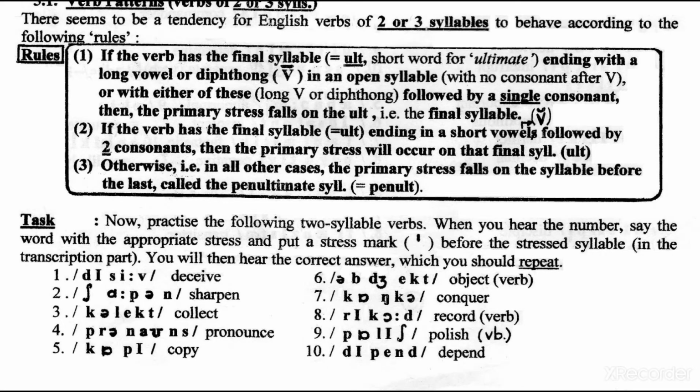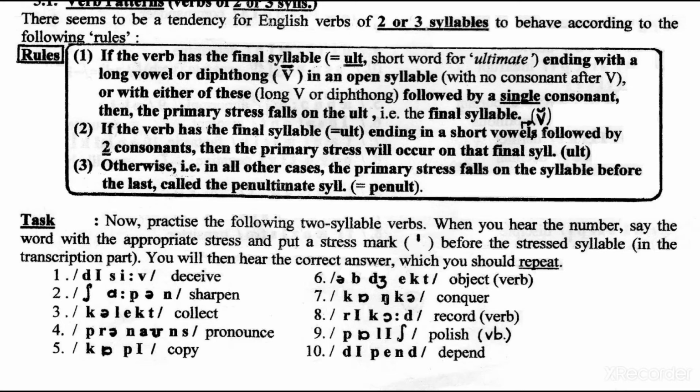Next verb is the verb conquer. So where is the stress? Yes, it's on the penult because we have used rule 1C. Here on the last syllable we have a schwa. It means it's not rule 1A and it's not rule 1B. So we apply rule 1C, which says other cases. So here it's 1C, stress on ko, which is the penult.